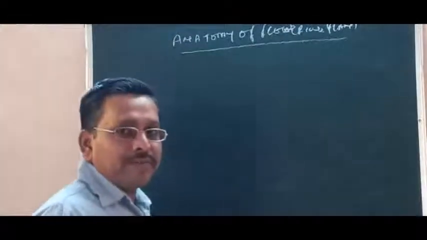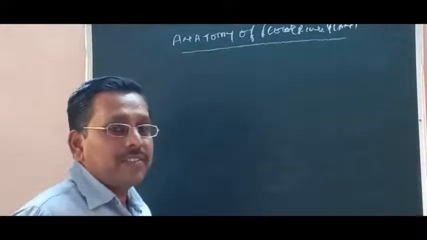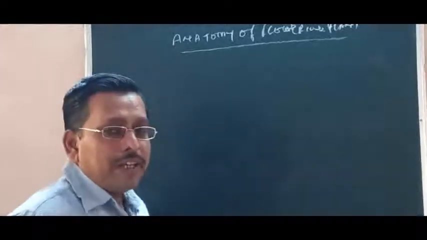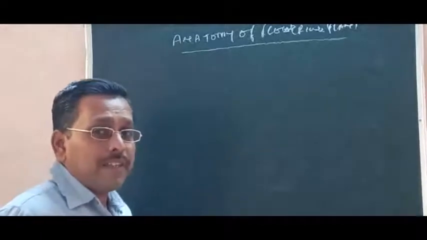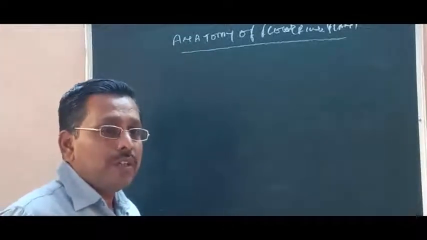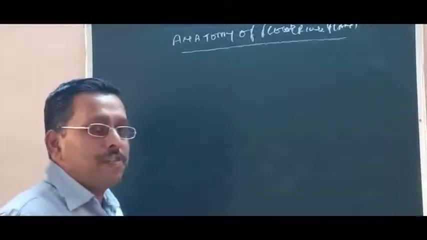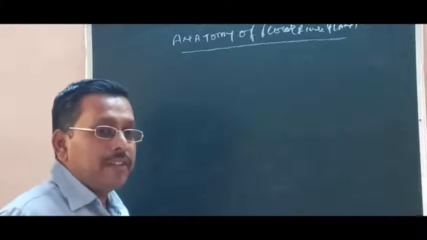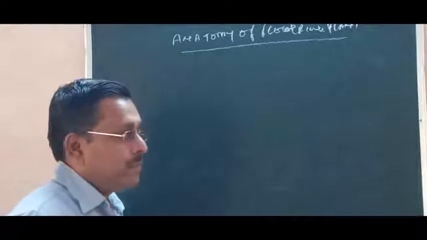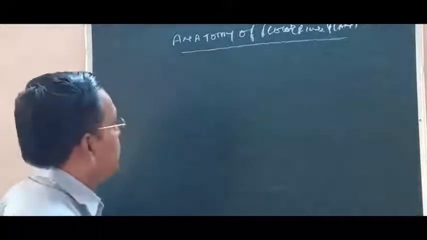Good morning, students. Today in this class we will discuss the second part of the topic anatomy of flowering plants. In the previous section we discussed the various tissues, the meristematic tissue, and the different types of simple permanent tissue in the plant. Now another topic starts, which is called complex permanent tissue.